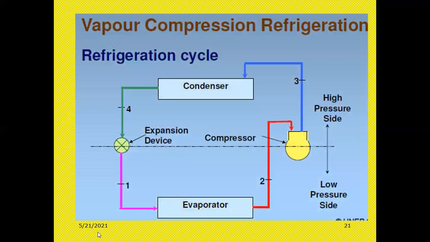If you see the schematic diagram of the vapor compression refrigeration cycle, we have four main components: a compressor, a condenser, the expansion valve, and the evaporator. Right? So see the simple line diagram. We'll discuss in detail how this cycle works. When you get a question, just draw the simple line diagram.